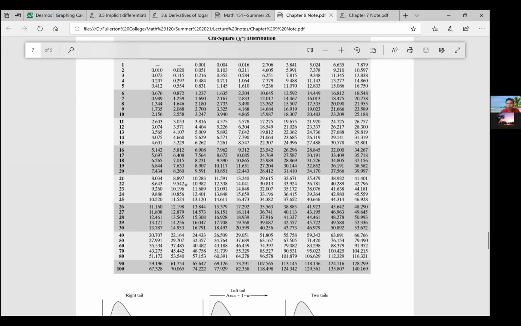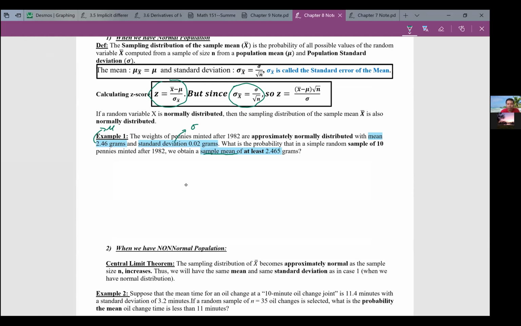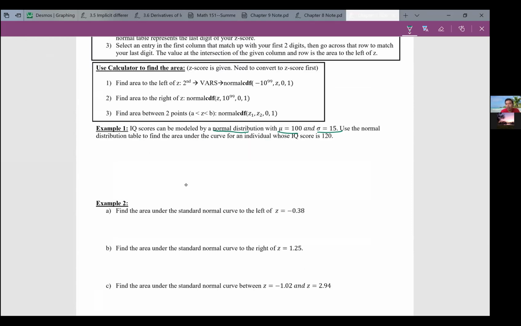So the information is not much different, right? They give you the mean and also the standard deviation, okay? So there you go. They give you the mean and the standard deviation, right? Chapter 7, the same thing. They give you the mean and standard deviation.